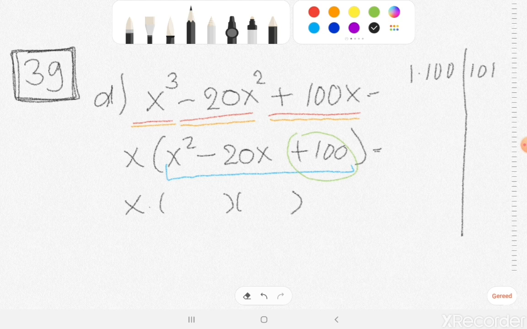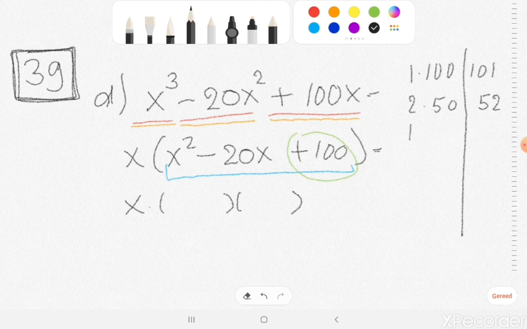So we go on with 2 and 50, because 2 times 50 is 100. But if you add them, you get 52. And again, it's not even close to the minus 20. If you had 20 or minus 20, then we know we are very close. But the 2 and the 50 is not correct.